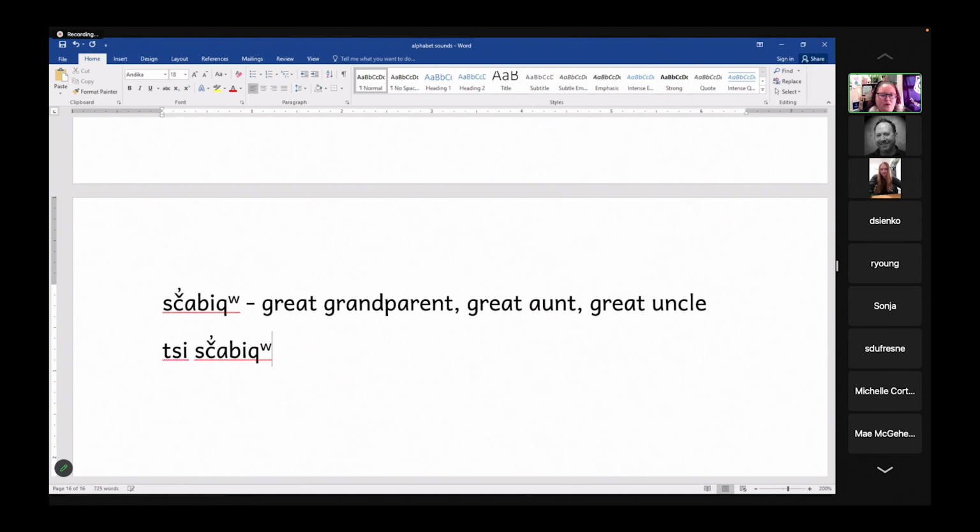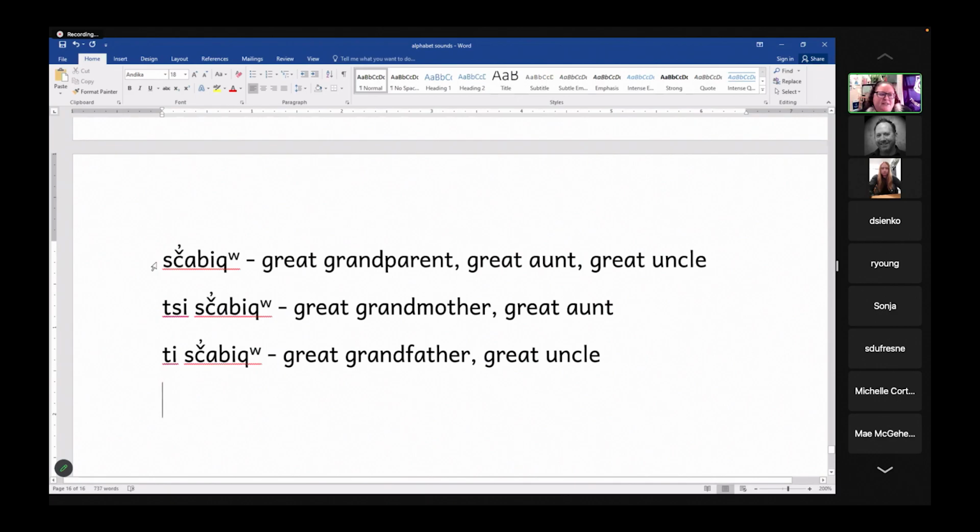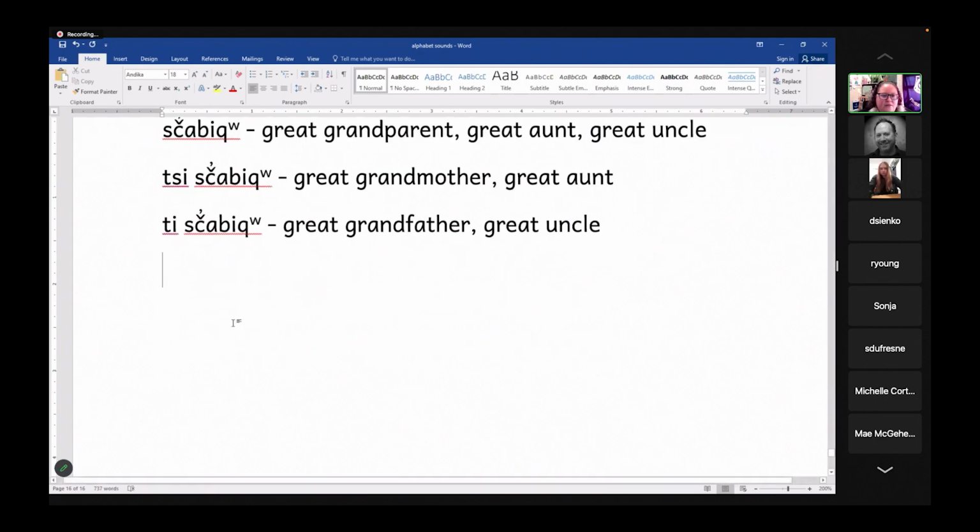Abi for grandmother, aunt, probably even great cousin, I think. And ti abi: dad, grandfather, great. In our culture, we didn't distinguish your great; they were still kind of like grandparents to you. Like I have a grandchild, even though it's my niece that had him, I still consider him my grandkid.